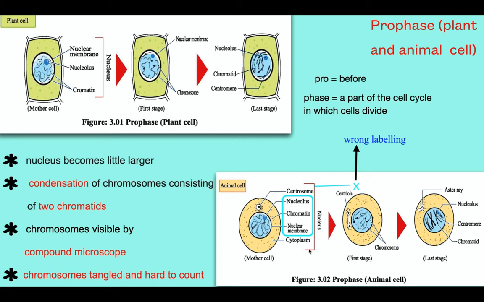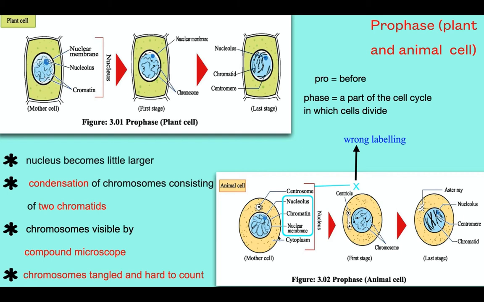Okay, prophase in detail. In our book, prophase has been explained from the perspective of plant cell and animal cell, so I shall explain both cells here. We know the plant cell is surrounded by a cell wall and has a definite nucleus containing nucleolus, and the chromosomes are not that much condensed, so they are chromatin, which I discussed in my previous slide.